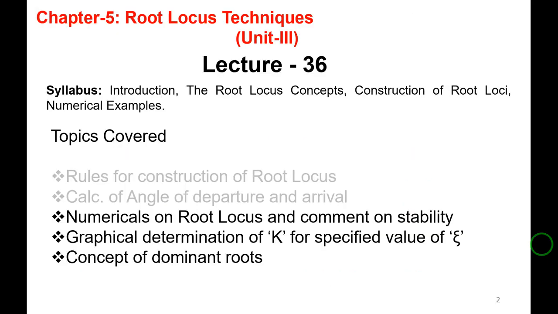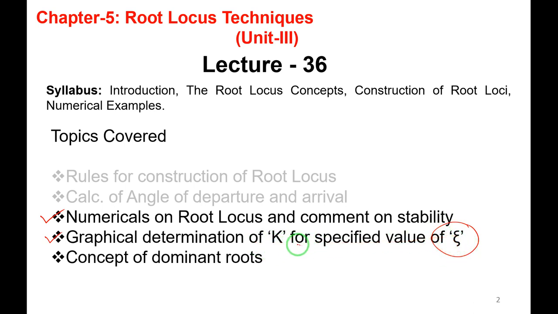Okay, in the previous lecture, we have seen how to construct the root locus and how to judge the stability of the given system, right? So we'll continue with a few more numericals on root locus and how to judge the stability of the system. Then next we'll see the graphical determination of k for a specified value of z, meaning for a particular damping ratio z, how to calculate the value of k.